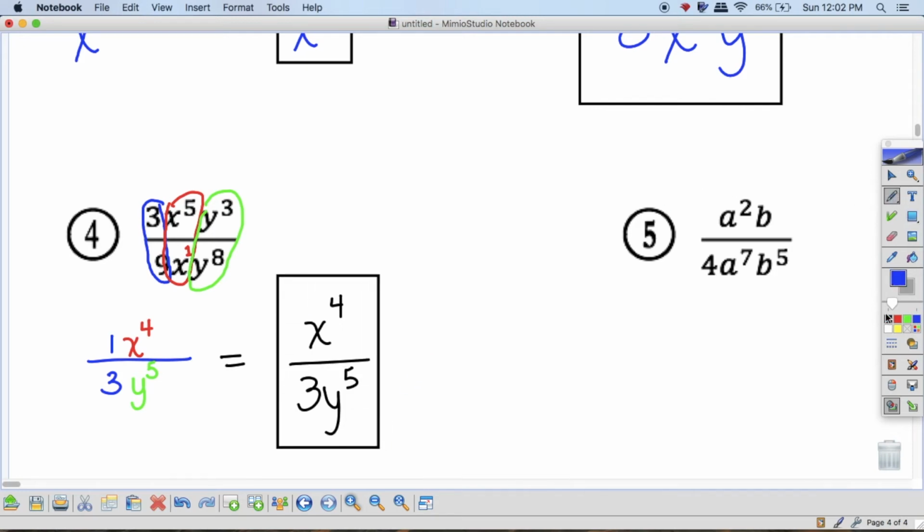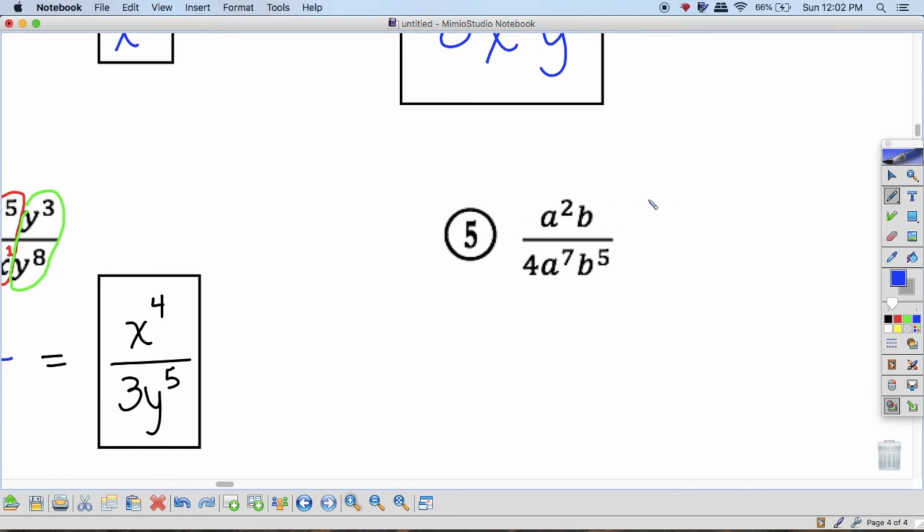Okay, number 5. Same thing, there's really nothing to do with that 4 there. Okay, let's look at our a's. I have a to the second over a to the 7th. Okay, so I could do 2 subtract 7. 2 subtract 7 is going to give me what? It's going to give me negative 5, which tells me that it's a to the 5th on the bottom. Okay, if you have 2 a's on the top and 7 a's on the bottom and 2 of them cancel out, you have 5 left over. Okay, anytime there's not an exponent, remember please put a 1.